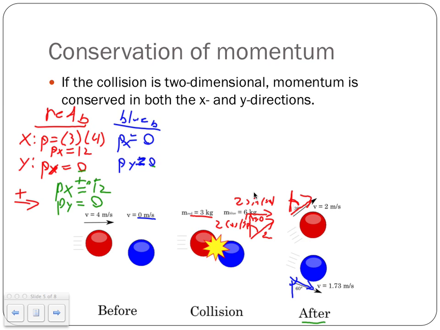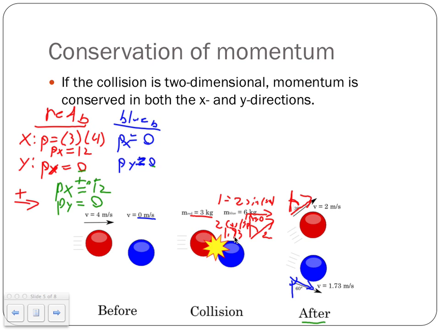So this would just be equal to 1 kilogram meter per second in the x direction, and then 2 cosine of 30 is going to be 1.73. And so that means that we get a value of 1.73 is going to be the component that's in the y direction.